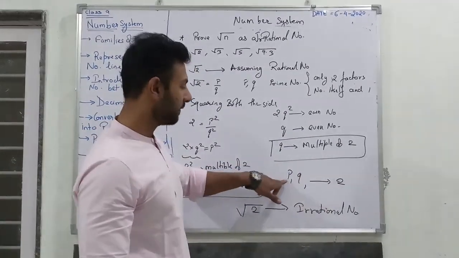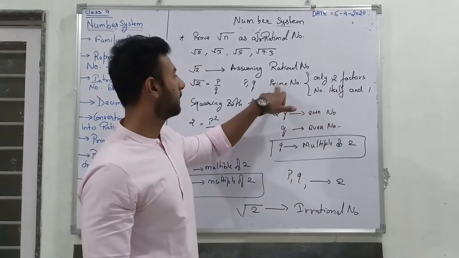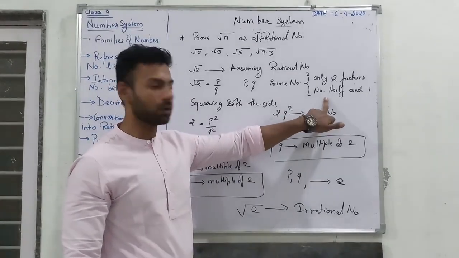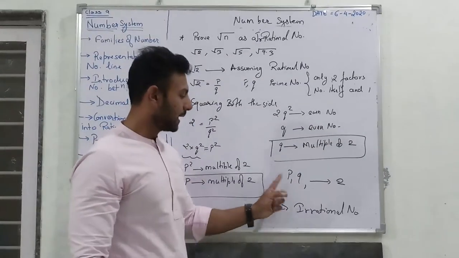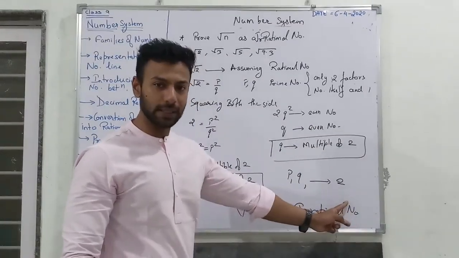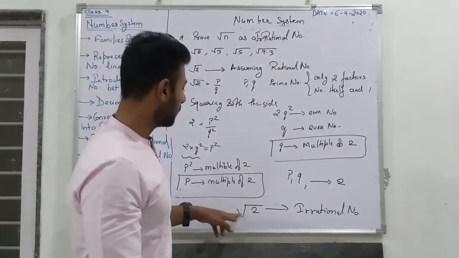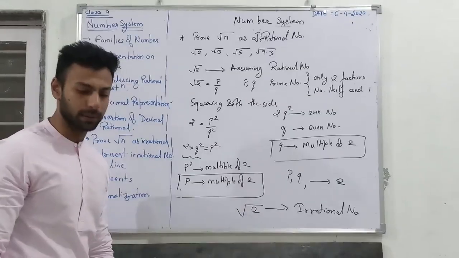And the factors will be P and Q itself and 1, because a prime number is a number which has the factors of the number itself and 1. So there are more than 2 factors we are getting over here. So our assumption is false. So this number is not a rational number, it's an irrational number.